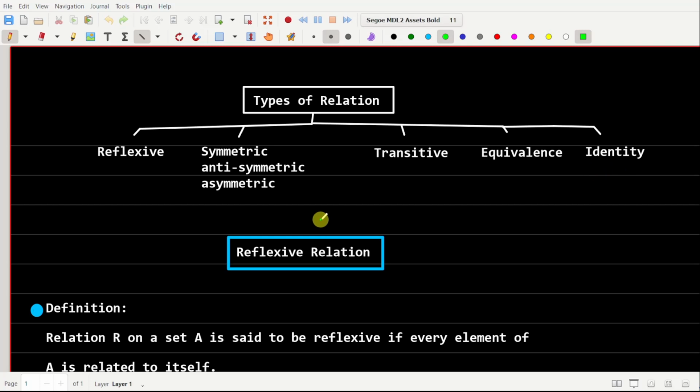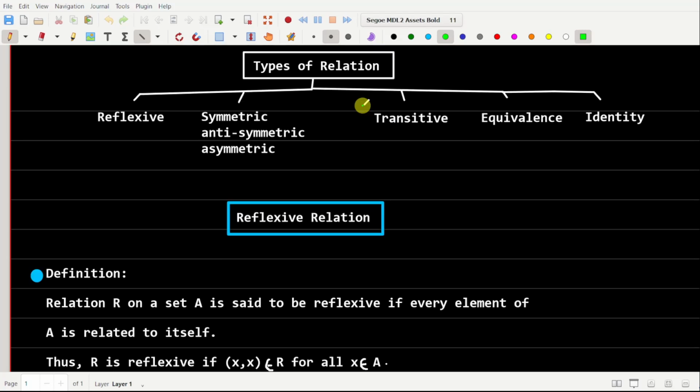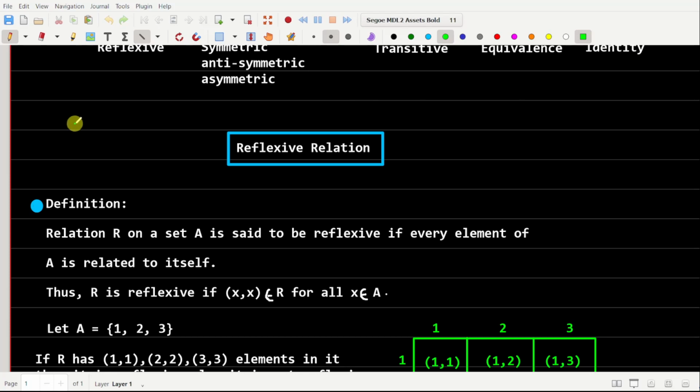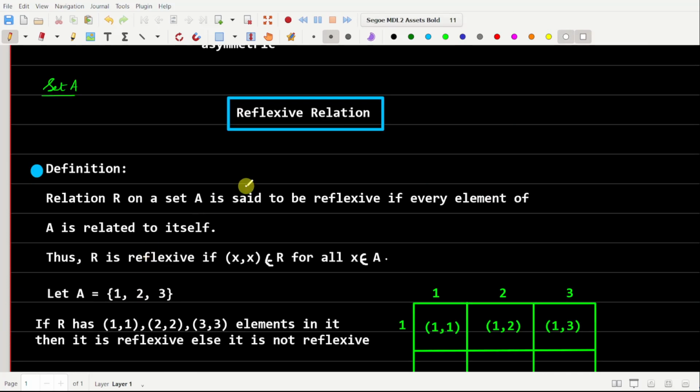One thing which I would like to tell you is that all these types of relations are defined on a set A. Basically they are defined on a set A, right? So we have relations on a set A, right? Now, the reflexive relation, we will come to the definition part.